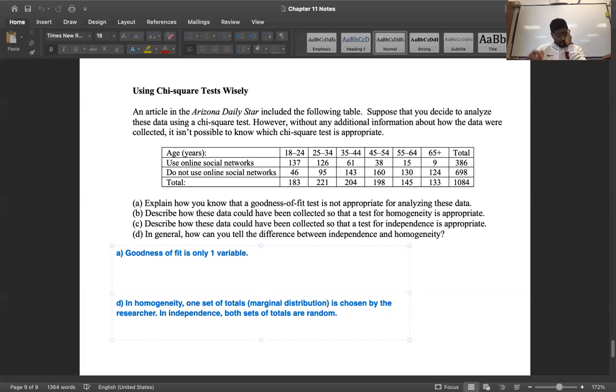So when you use chi-squares, again, the biggest thing is to think about how the data is collected, how many groups you have, and how many variables you have. That's going to be the big thing.